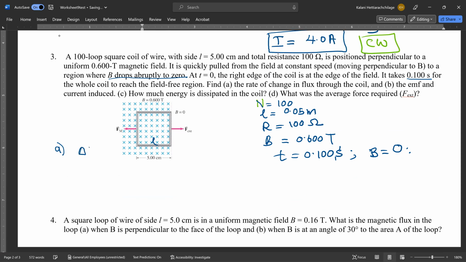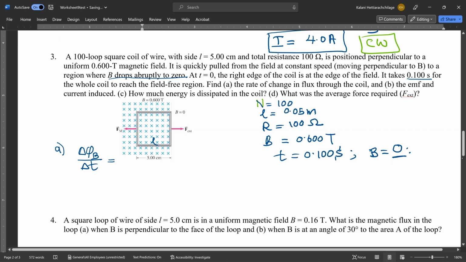That means I need to find delta phi over delta T, or basically epsilon for the coil. So now here we need to see what we're going to change. You see that you change the magnetic field, because you had magnetic field B, you're going to change it to 0 after 0.1 second. That means you are not changing the cross-sectional area, but you are changing the magnetic field with time, right?